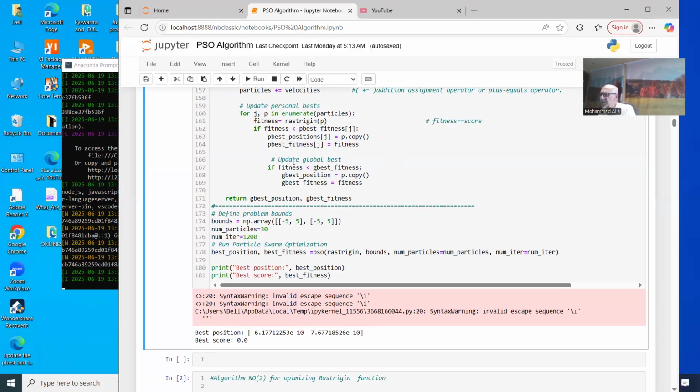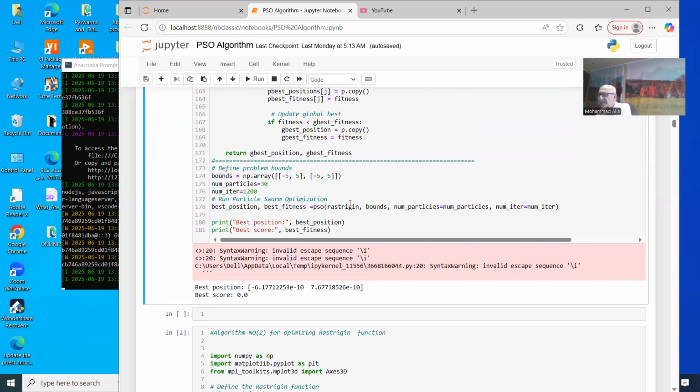Concerning the updating of the global best, we also compare the fitness value for each particle with the global best fitness. And if it is less, this is good. So we adopt it and take a copy of it and assign it to the global best position. This will be the global best position, and the fitness also will be the global best fitness of the swarm. And at the end, of course, we shall have these variables which represent the global best fitness and the global best position.